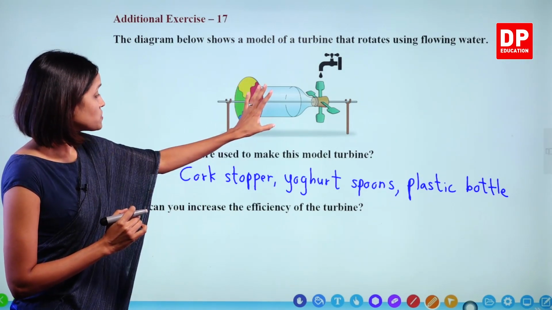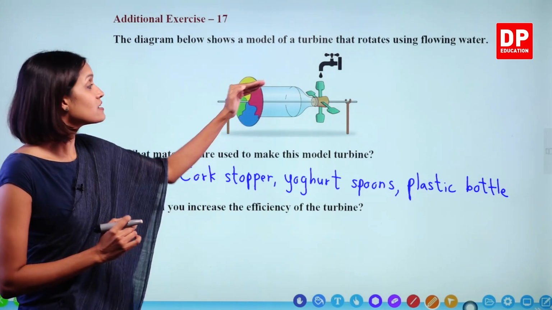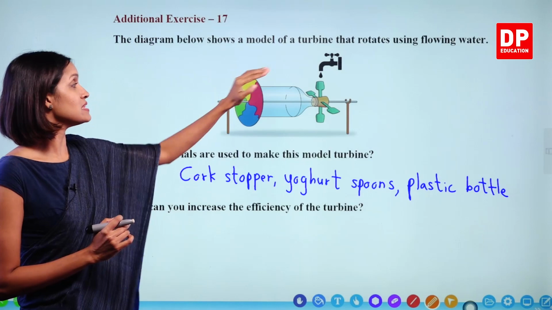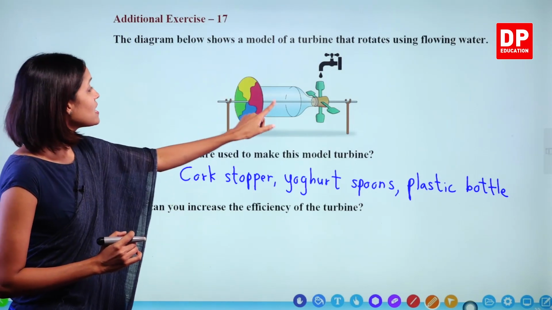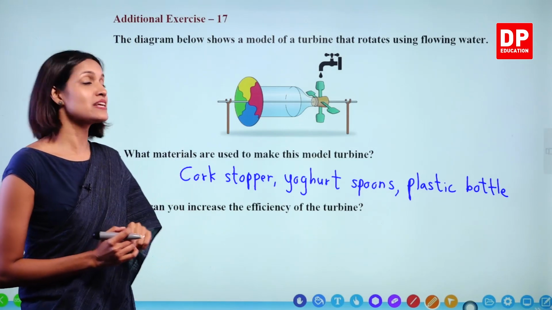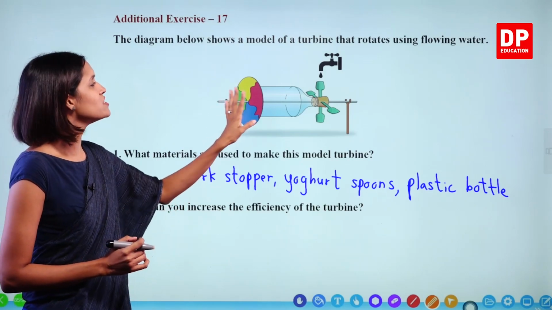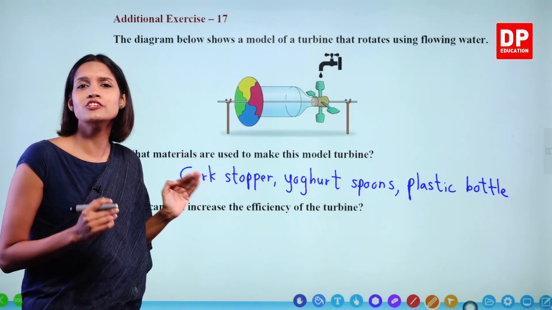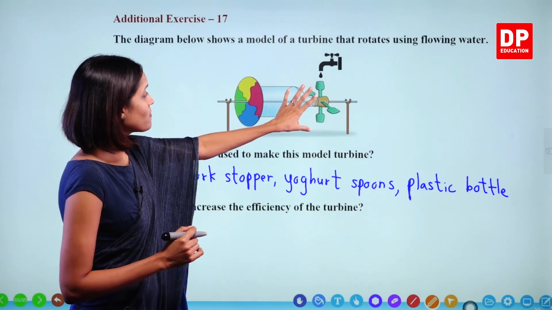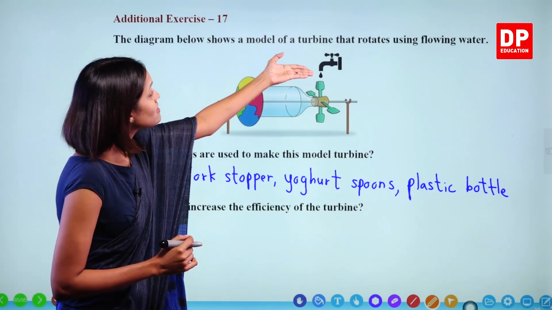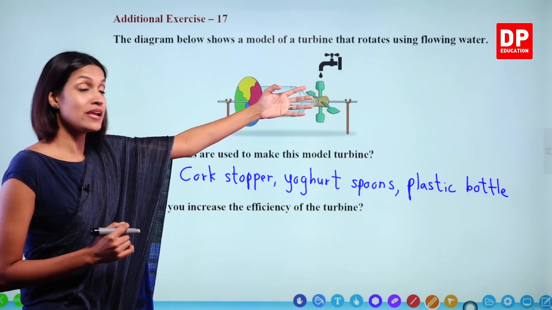So what we have to do in order to increase the efficiency of the turbine? Increasing the efficiency of the turbine means increasing the speed of rotation of this turbine. So in this case, what can we do to increase the speed of rotation of this turbine, children? I mentioned three changes that you can do. What can you tell me about the tap and the turbine? If you increase the distance between the tap and the turbine, what will happen?